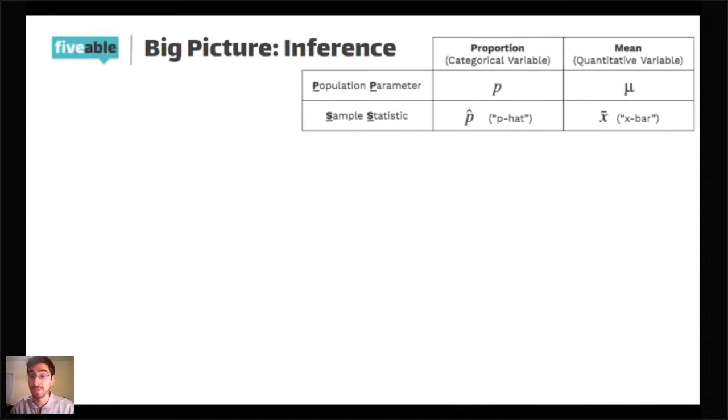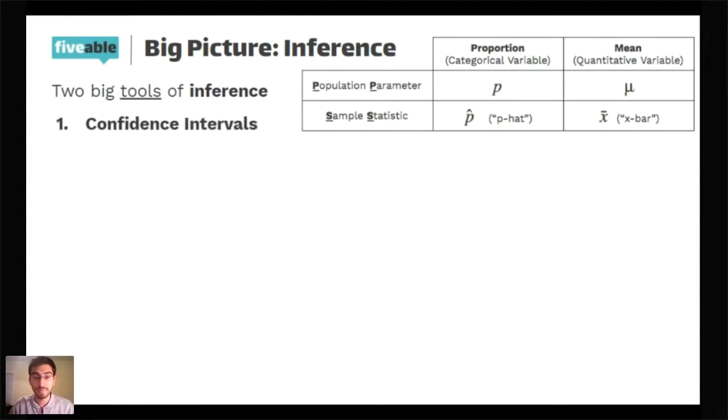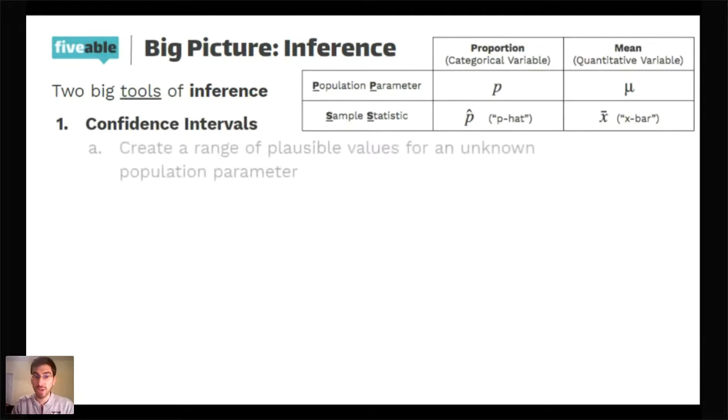And the two big tools of inference that you are guaranteed to be asked about if and when we ever have an AP exam, that's a whole other story. The two big things you're guaranteed to be asked to do are to build a confidence interval where you actually create a range of values for either the difference in things or a specific single population proportion or mean, or run a hypothesis test.